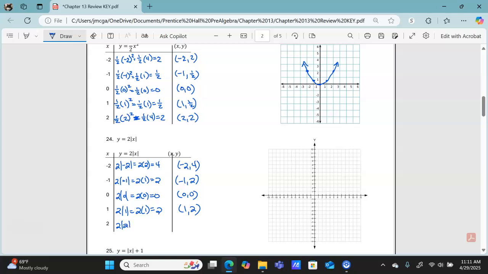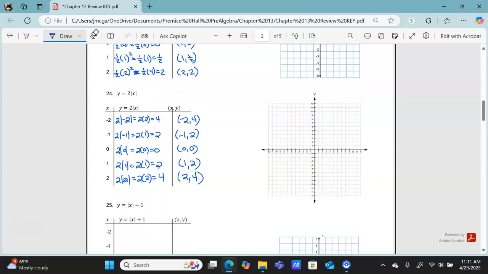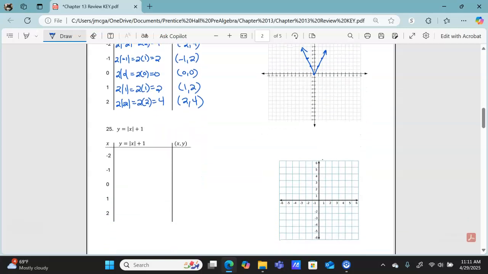And then finally put in 2. Absolute value of 2 is 2. Times 2 is 4. So we put in 2 and got out 4. This is an absolute value function. It should be pointy. It should be a V. So negative 2, 4. Negative 1, 2, 0, 0, 1, 2, and 2, 4. I don't have a way to use a ruler here, but this is what it should look like. It is a V, and it's a tighter V because of that 2 in front of the absolute value.